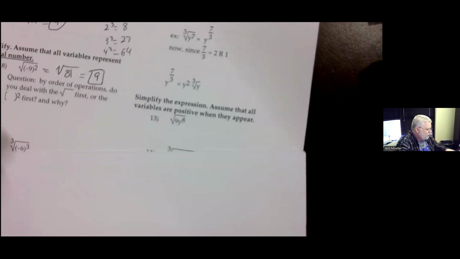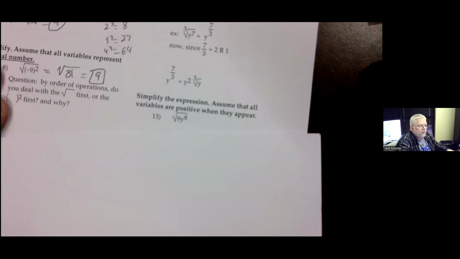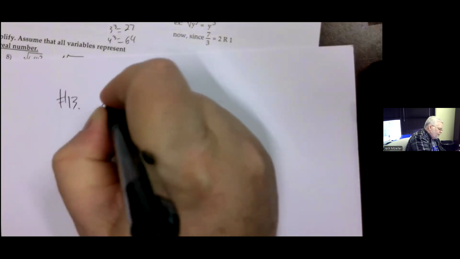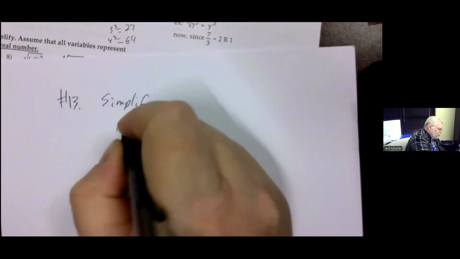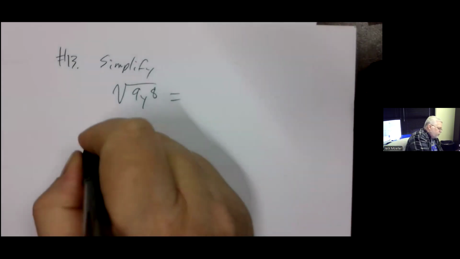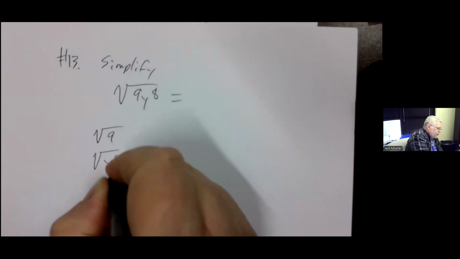Let's put this to a little bit bigger examples. All right, number 13 is the square root of 9y to the 8th. My first recommendation on this: anytime you're simplifying a radical that has numbers and variables, you can split this up and do just the numbers with the numbers, and then if you have more than one variable, like the x's with the x's, y's with the y's, and so on. So we're going to break this up into the square root of 9 and the square root of y to the 8th.